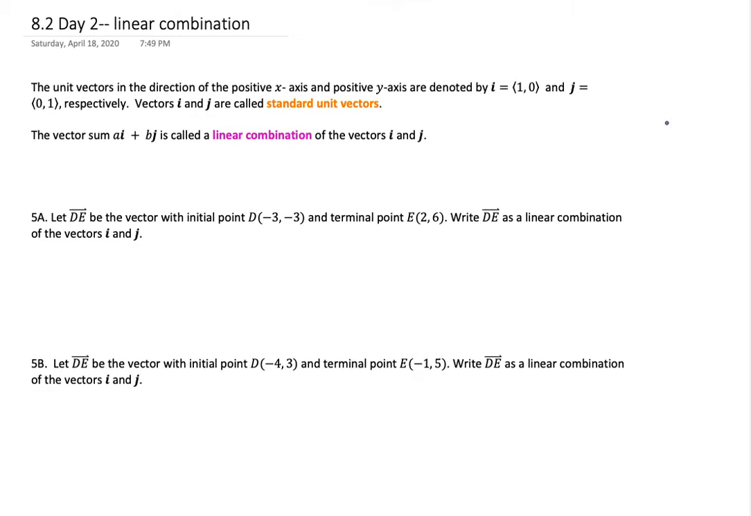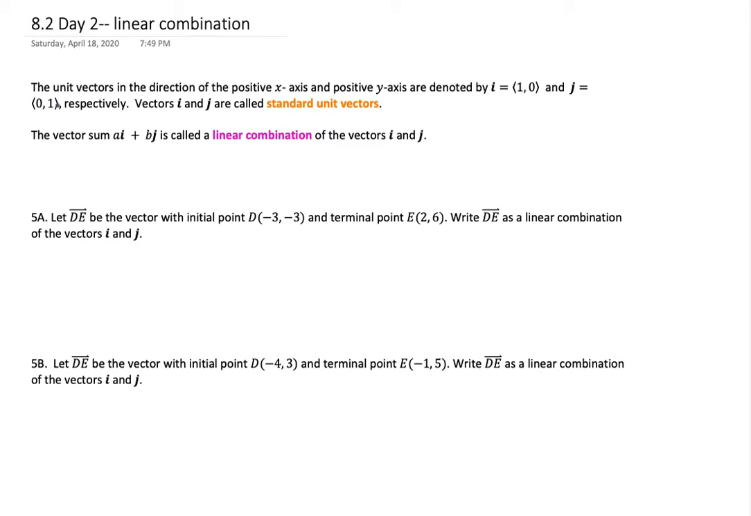Okay, we will do linear combination, and this is really straightforward. We're just going to find the component form of vectors and then write it in this i and j linear combination. Nothing crazy new, just new stuff.